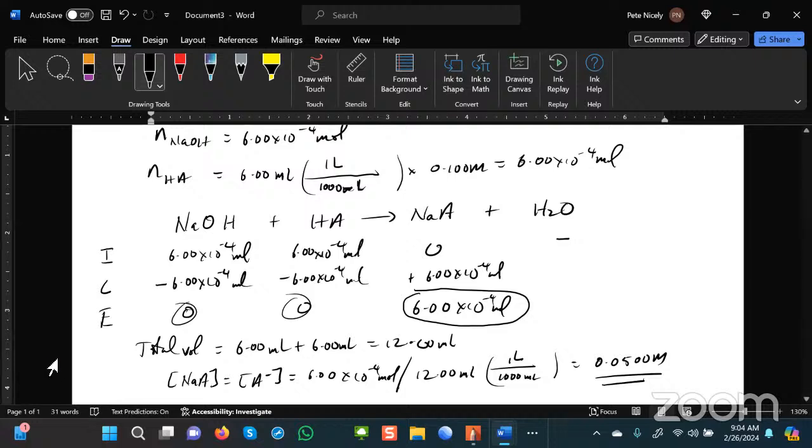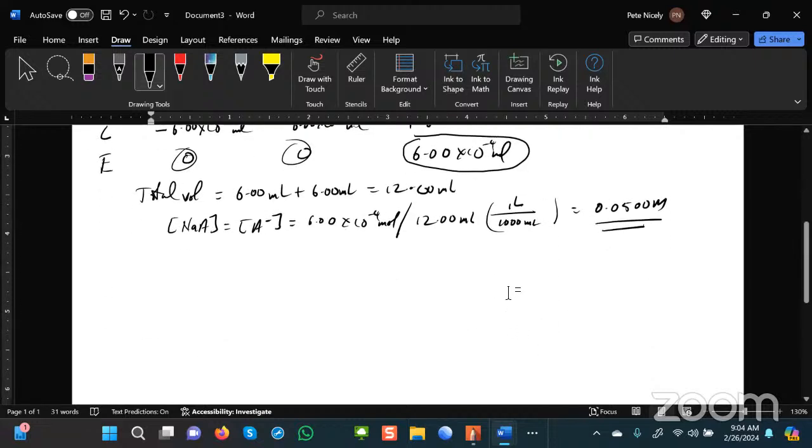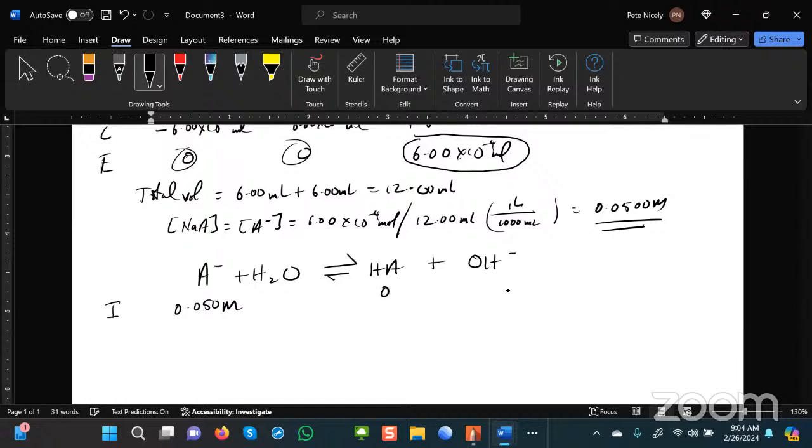So how do we determine the pH of that? Well, what we need to do is set up another ICE table, because this time what we have to look at is what happens when the A minus interacts with the water. So the equation for that reaction is the A minus plus H2O. And the key thing you need to remember here is that the A minus is acting as a base. So therefore, you're going to end up with HA plus OH minus, right? So initially, you're going to have 0.050 for the molarity of the A minus. You're going to have none of this and none of this.